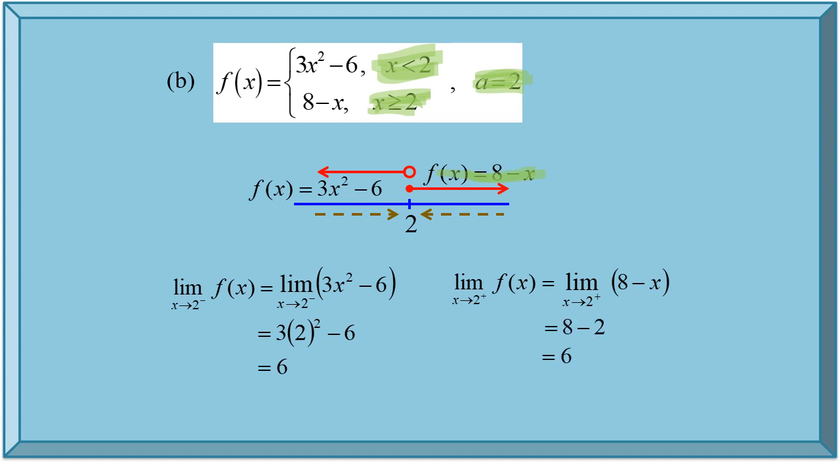So, the limit is the same from the left side and from the right side, even though they consist of different types of function. Okay, is it just a coincidence? It's not always true for all types of function. It's just for this type of function that the value is the same.